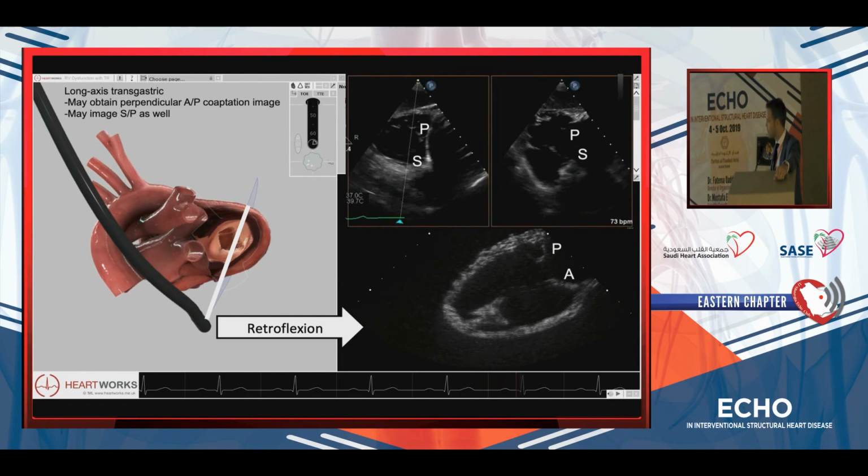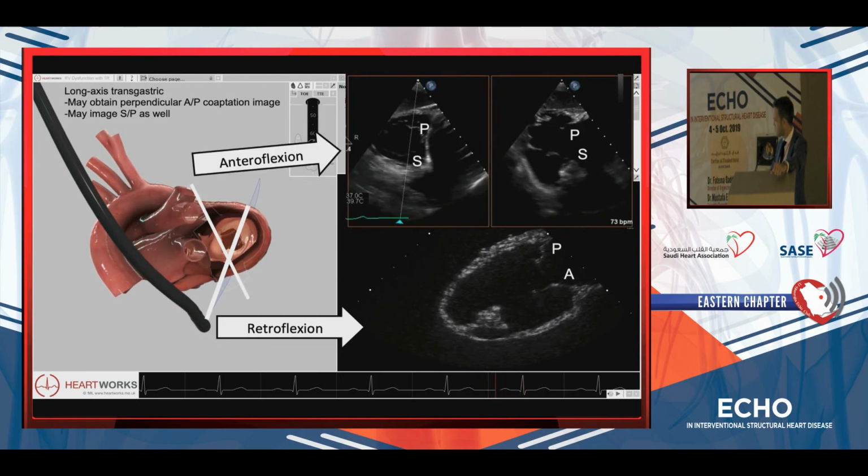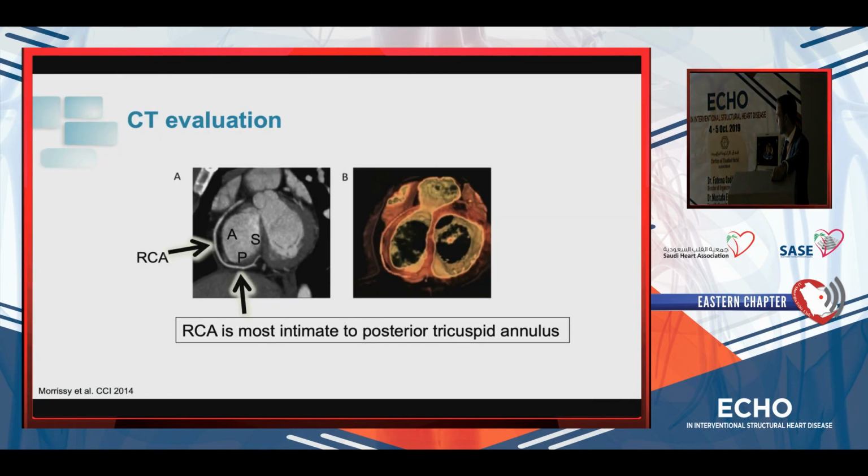Also here, you can use your anteroflex and retroflex, but again, it's sometimes more difficult to understand which leaflets you are looking at. So with retroflex, you will create a view with the posterior and the anterior leaflet, and the other way around with the septal and the posterior leaflet. So again, also possible, but sometimes a little bit more insecure looking at the leaflets.